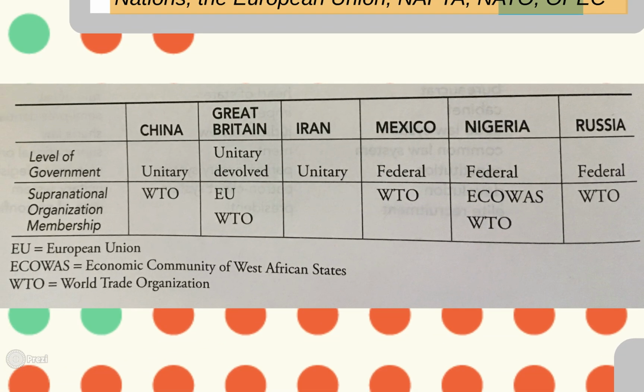Okay, so this chart is going to give you an idea of what kind of system each of these countries have, and also the supranational organization membership that they might be a part of, which is really interesting. And we're only looking at a few memberships here. There are others that aren't represented here, obviously, but these, especially the European Union and the World Trade Organization, are going to be pretty important to know. So I'll give you a second to pause the video to take a look at some of those different systems, and then we'll move on to the next slide.